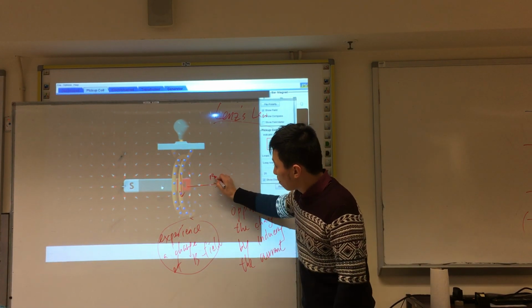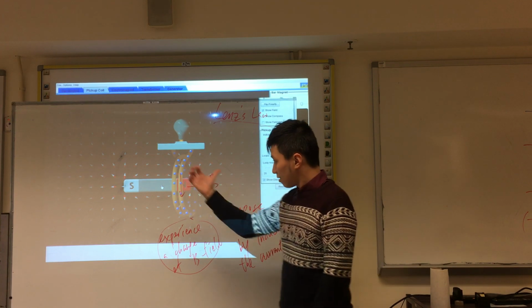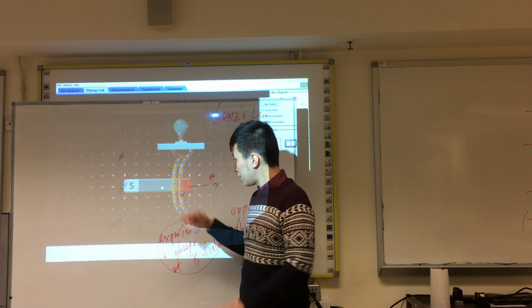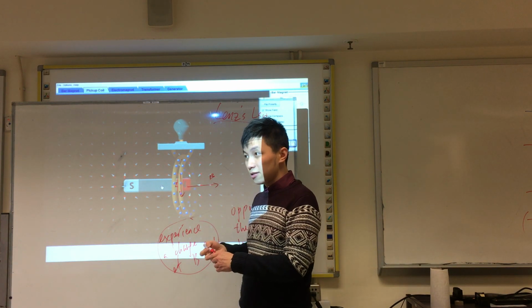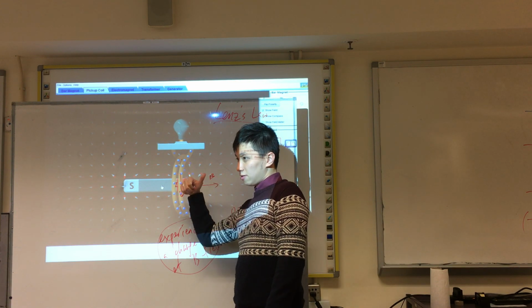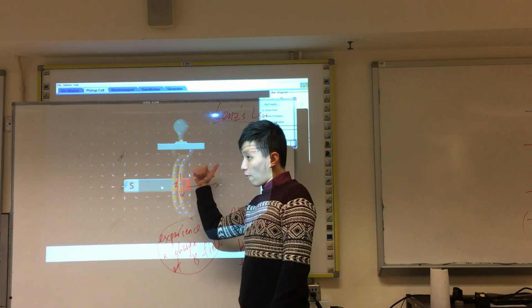We want to create more B field by this coil, and in terms of that, then you use the right hand rule. You grip like this. That's why the I is downward. B, and you grip like this. That's why this one is downward.